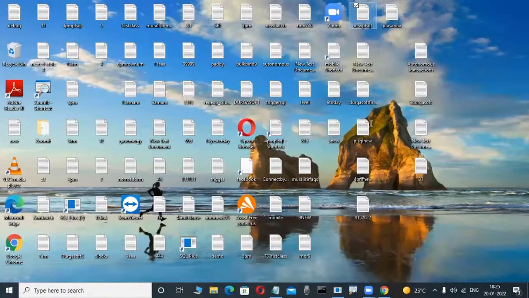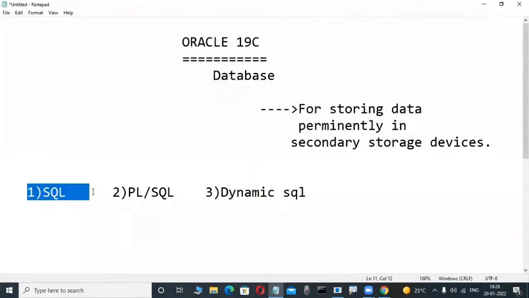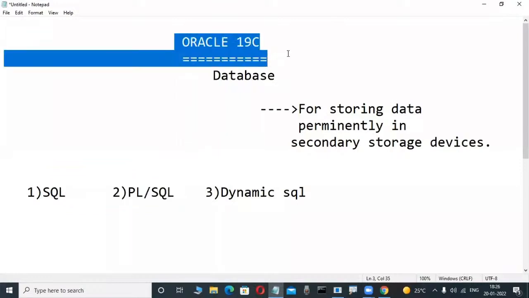Don't worry. That's why we first learn the SQL language. After that, once you have some knowledge, then you learn PL/SQL. Through these two languages, we are operating this Oracle software.